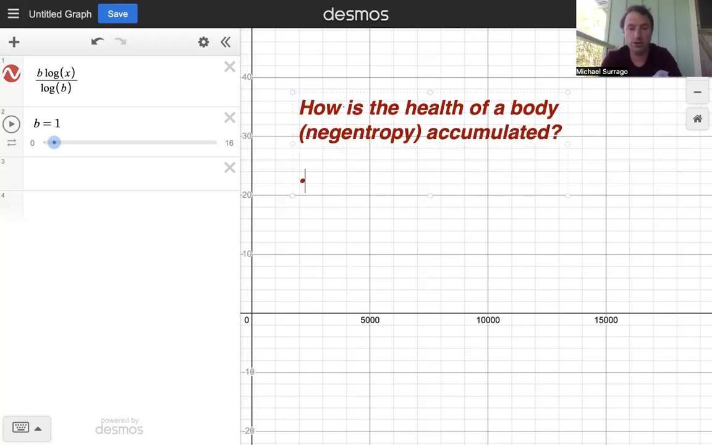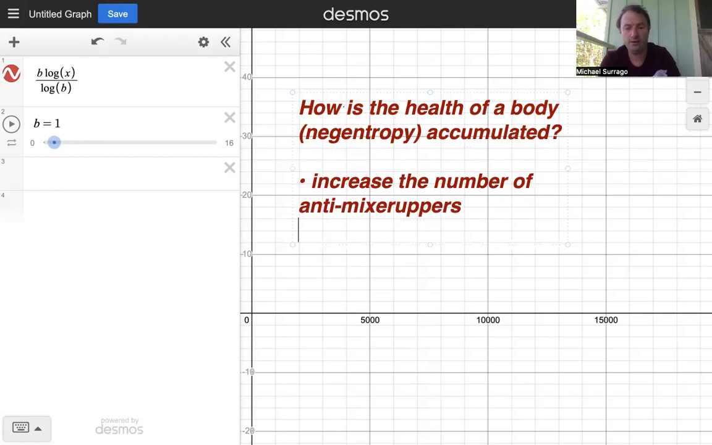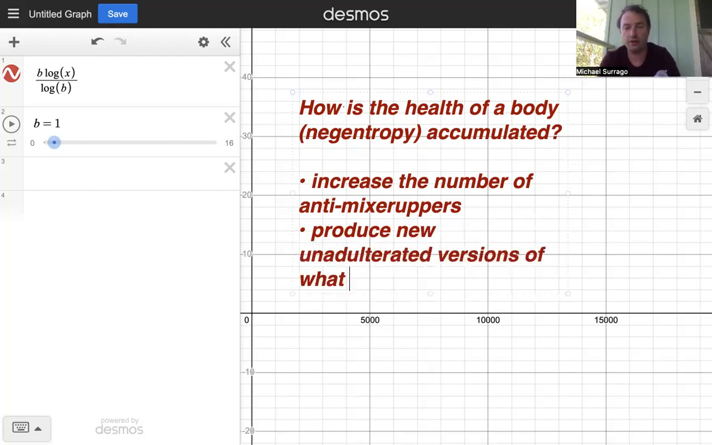Well, you increase the number of anti-mixer-ups, right? You produce new unadulterated versions of what proteins you need.